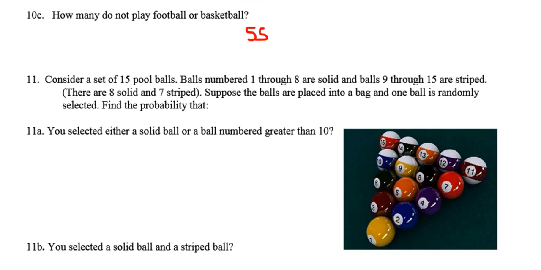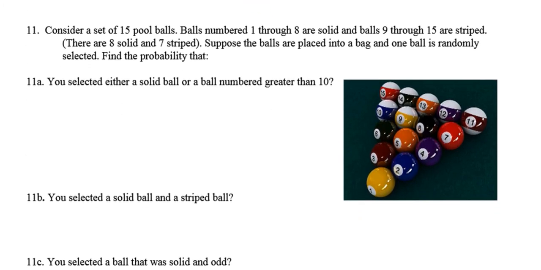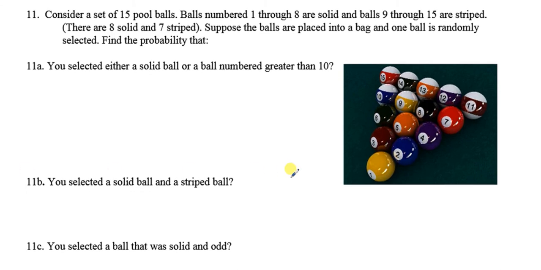Okay, this pool ball scenario is on the test. Some of the questions I think might be exactly the same. There's 8 solid balls. Probably can see that better in the video than you can on the actual test. But the 1 through 8 are solid. 9 through 15 are striped. What's the probability that you get a ball that's solid? So 1 through 8 or a number greater than 10. So you have 11, 12, 13, 14, and 15.